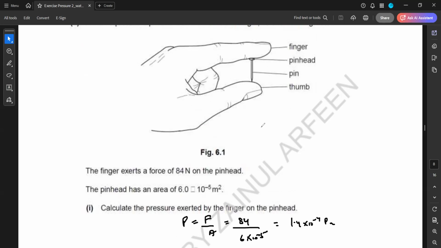Pascal. And remember, if we apply a force of 84 Newton here, how much force will be there on the other end? It will be 84 Newton. The force will be the same.